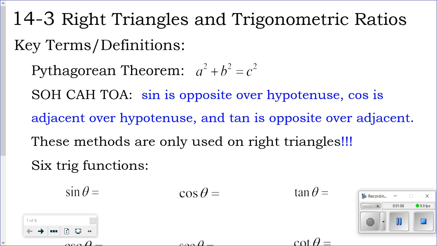Now, there are ways of finding missing parts of non-right triangles. They are much more complicated. They are not something that we do in this class. Even if we weren't short for time, we would not be doing the law of sines and the law of cosines. We'd only be doing the right triangle stuff. Some of this you've already done.